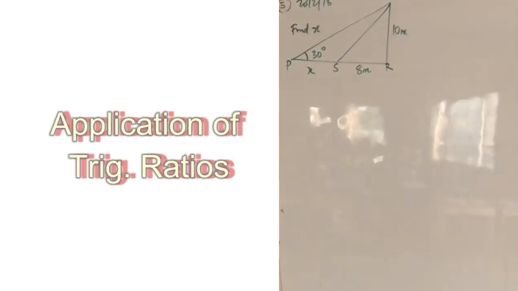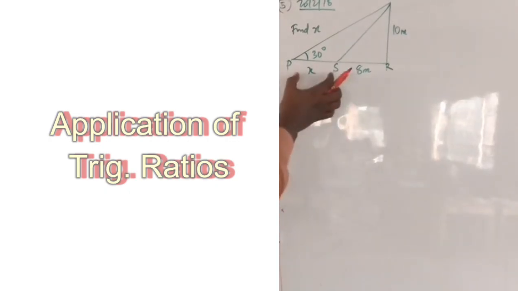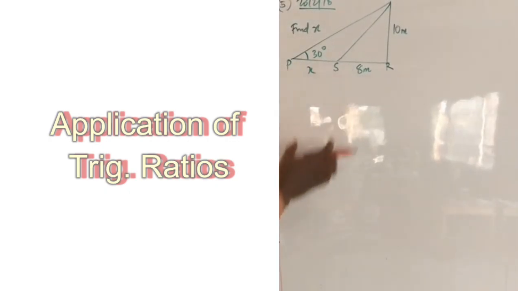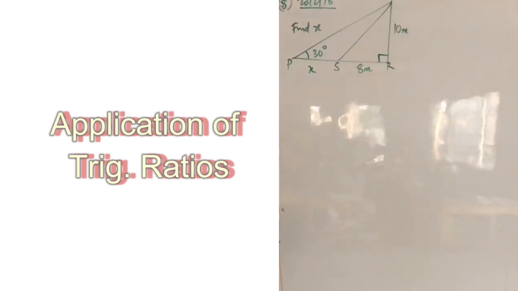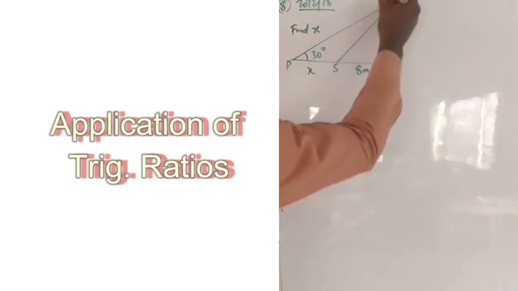Now, this question 5 is from WAEC 2012, number 18. So, you are told to look for the value of x. You can try this yourself. It's very simple. Look at this. Don't disturb yourself. You are looking for the value of x. Let's consider this whole triangle.